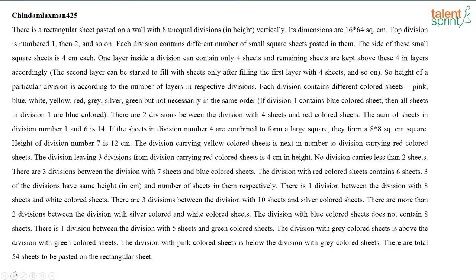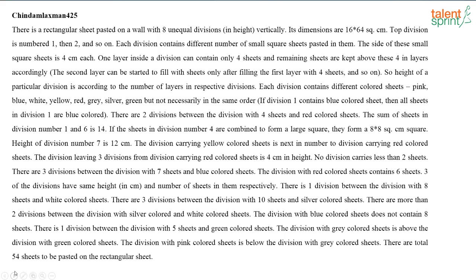There is a rectangular sheet pasted on a wall with 8 unequal divisions in height vertically. Its dimensions are 16 into 64 square centimeter. The top division is numbered 1, then 2 and so on. Each division contains different number of small square sheets pasted in them. The side of these small square sheets is 4 centimeter each.